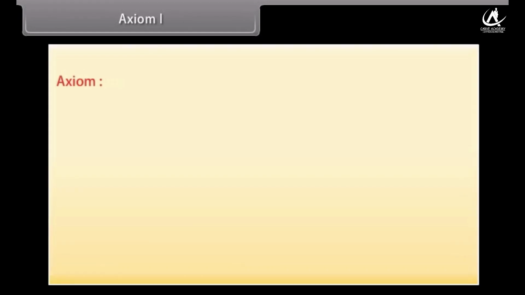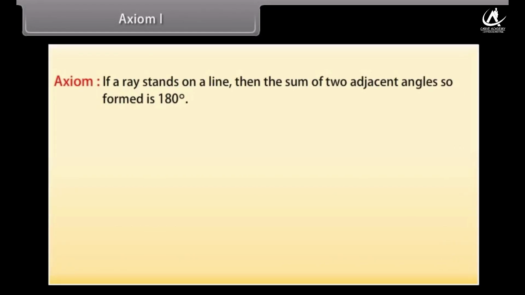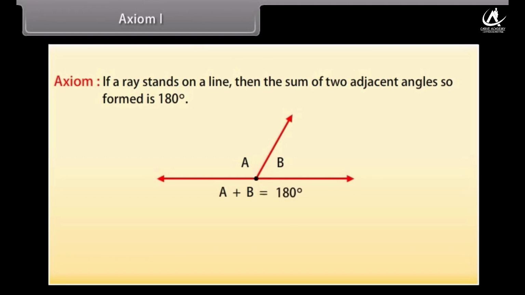Axiom 1. If a ray stands on a line, then the sum of two adjacent angles so formed is 180 degrees. We know that if the sum of two adjacent angles is 180 degrees, then they are called a linear pair of angles. Given that a ray stands on a line, from this we can conclude that the sum of two adjacent angles so formed is 180 degrees.